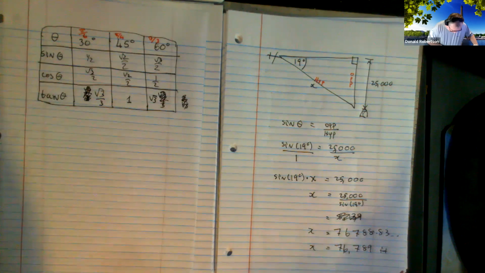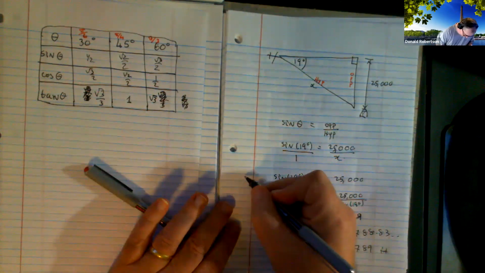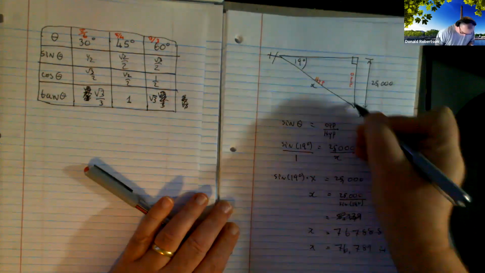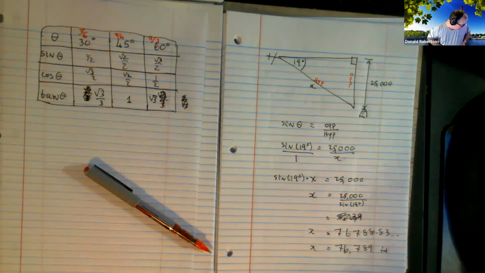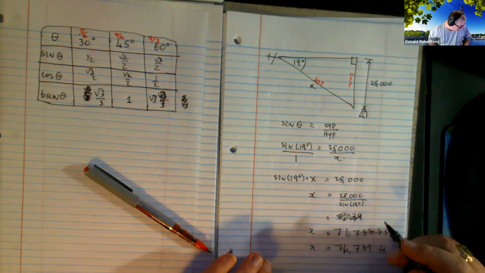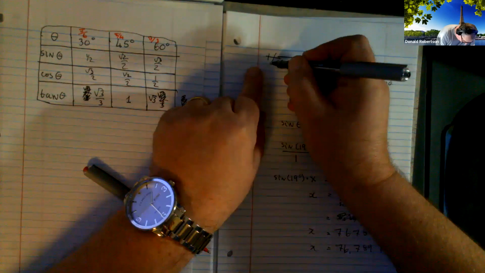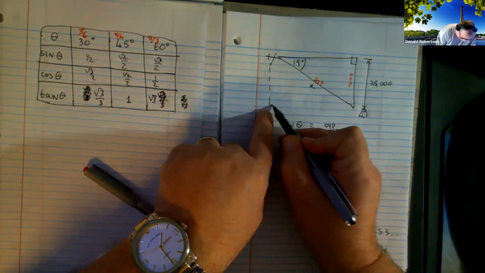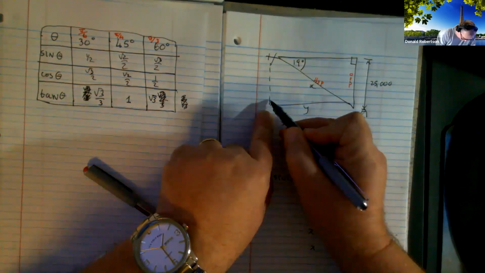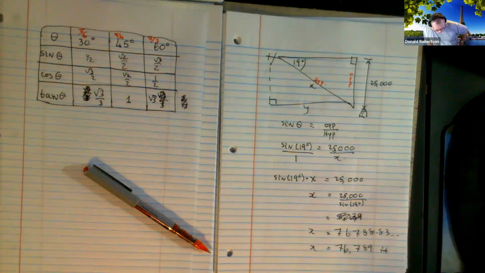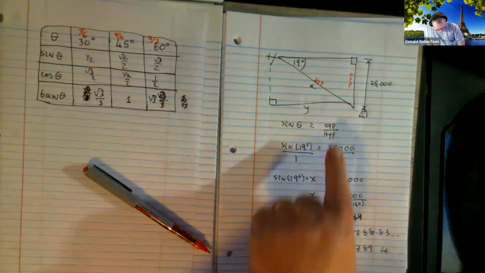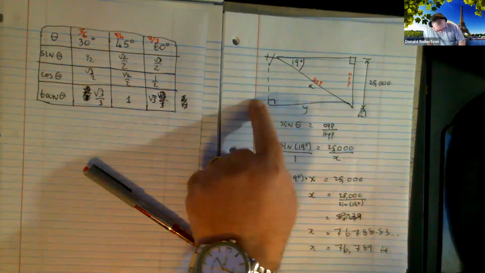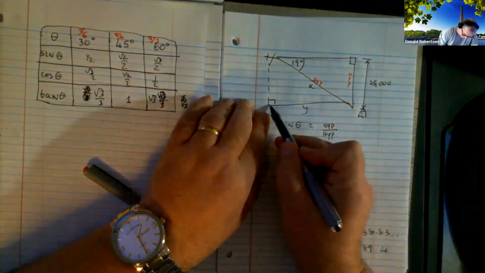Okay. Now that's part A. Right? Part A was basically find this guy. Now part B was what is the distance between the point directly underneath the aircraft and that. So I'm going to call that guy Y. So the second question is find that distance there.